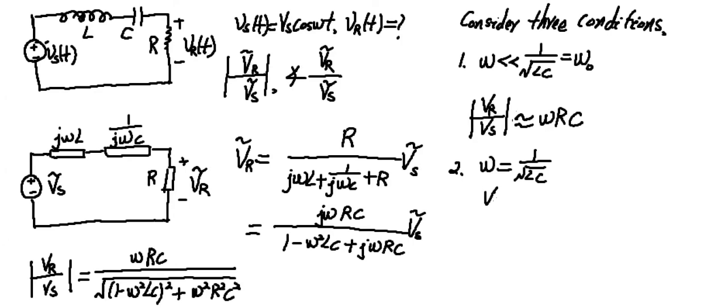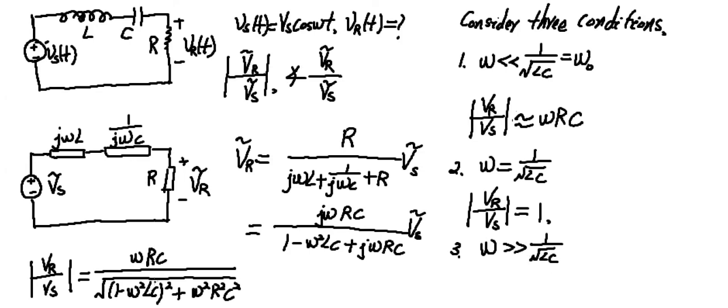So finally, what you get is the magnitude of VR over Vs is equal to 1 when omega is equal to the resonance frequency. And thirdly, let's talk about when omega is much larger than the resonance frequency.